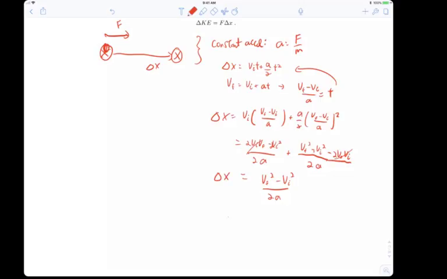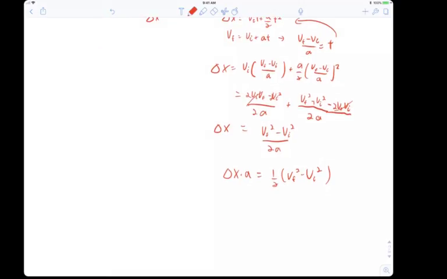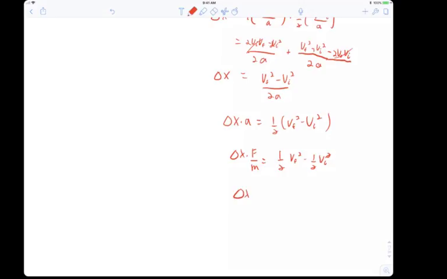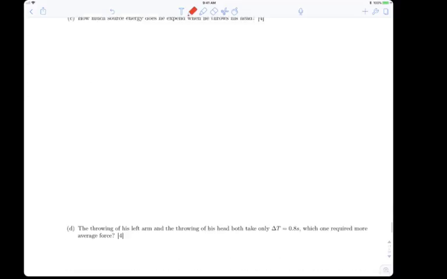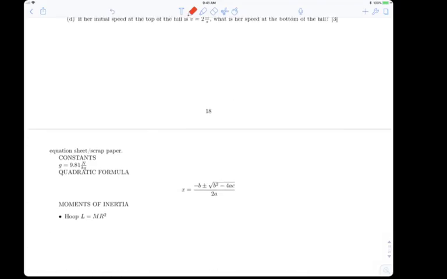So delta x times a is equal to 1/2 (vf squared minus vi squared). And so this is delta x times F over m equals 1/2 vf squared minus 1/2 vi squared. And so delta x times F is equal to 1/2 m vf squared minus 1/2 m vi squared, which is equal to the change in the kinetic energy. How many more questions are there? Oh, God.